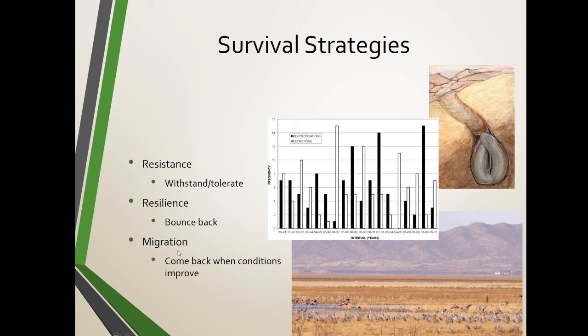Migration is another example. A lot of temporary wetlands are used by a lot of different types of birds, and when there is water, they'll fly there, but as the water goes away, they just fly and find another wetland. So there's a lot of different strategies that the organisms are using in these different systems.